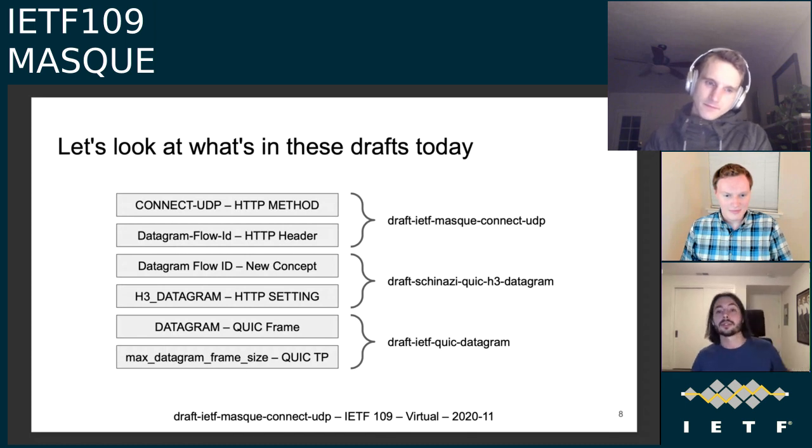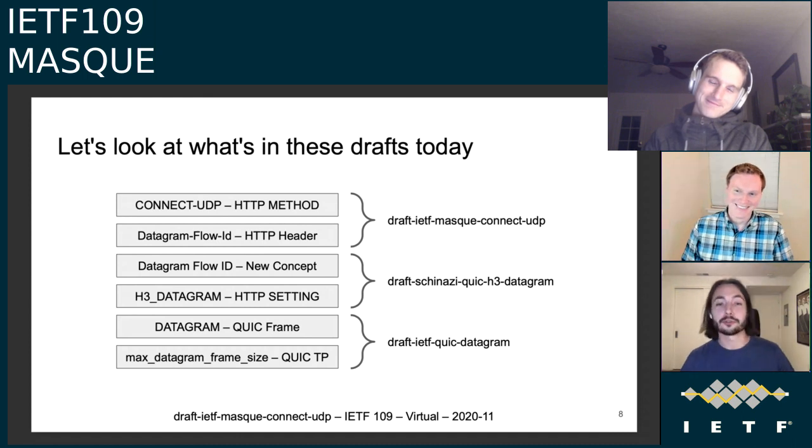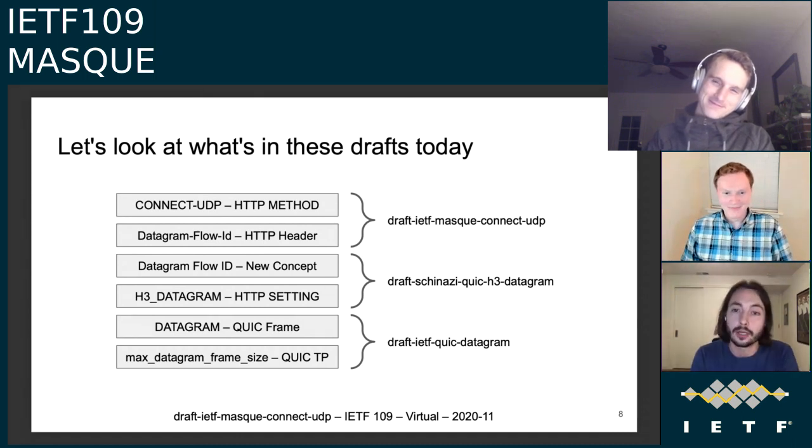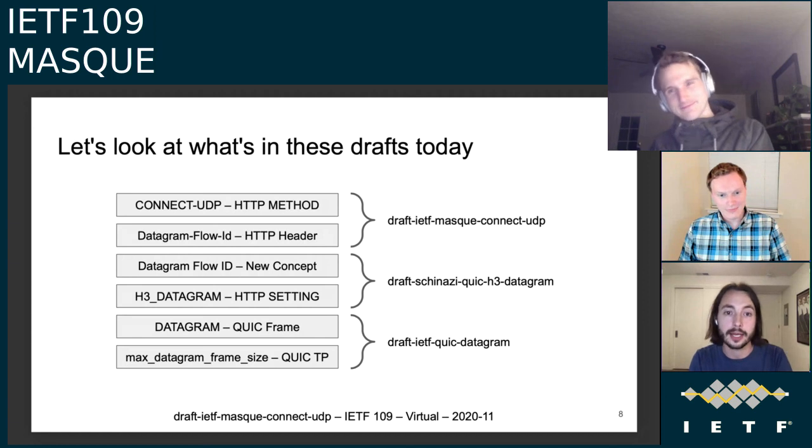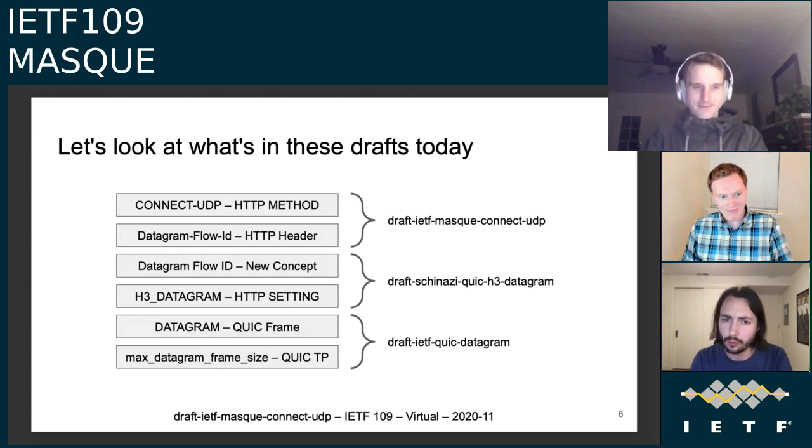What's in these slides? Wow, slides. Drafts, what's in these drafts? So the Connect UDP draft currently has the Connect UDP method, which makes sense. But one point that is a little weird that we might want to fix is that the datagram flow ID HTTP header is also currently in the Connect UDP draft.